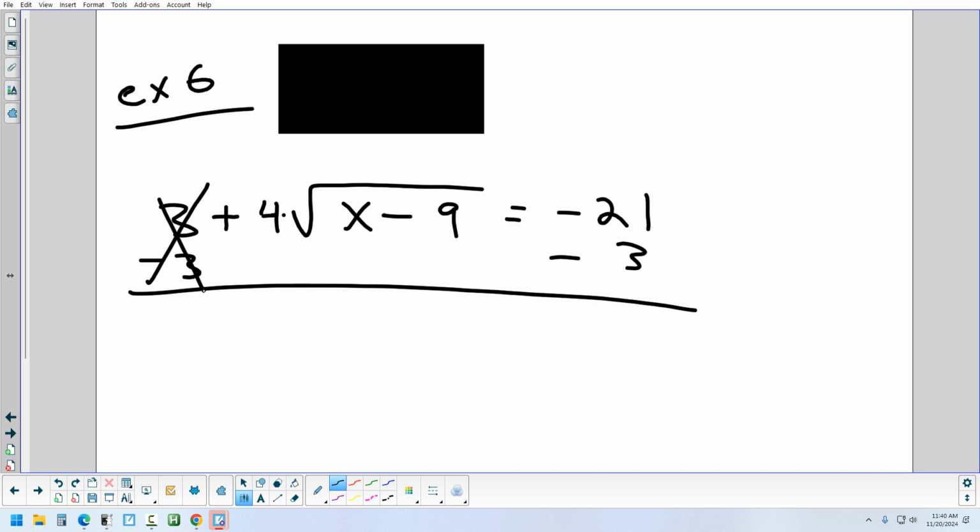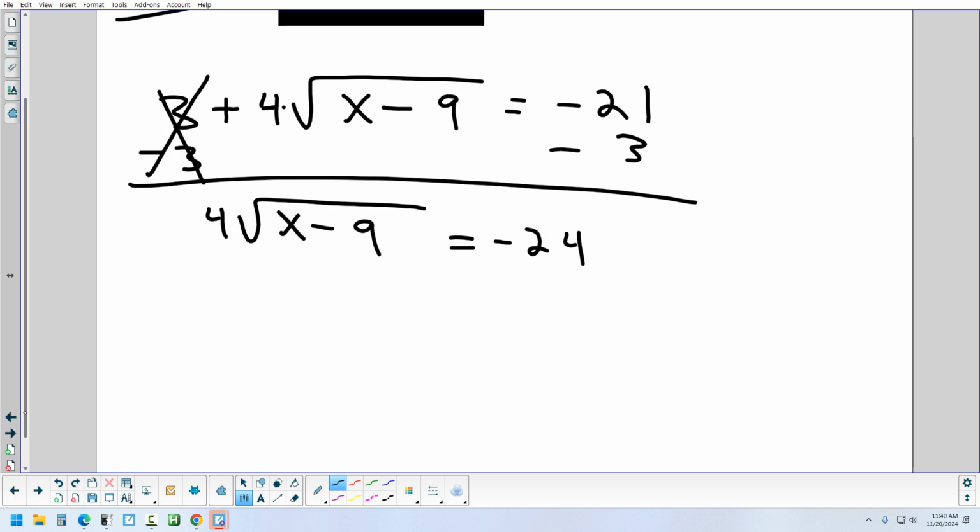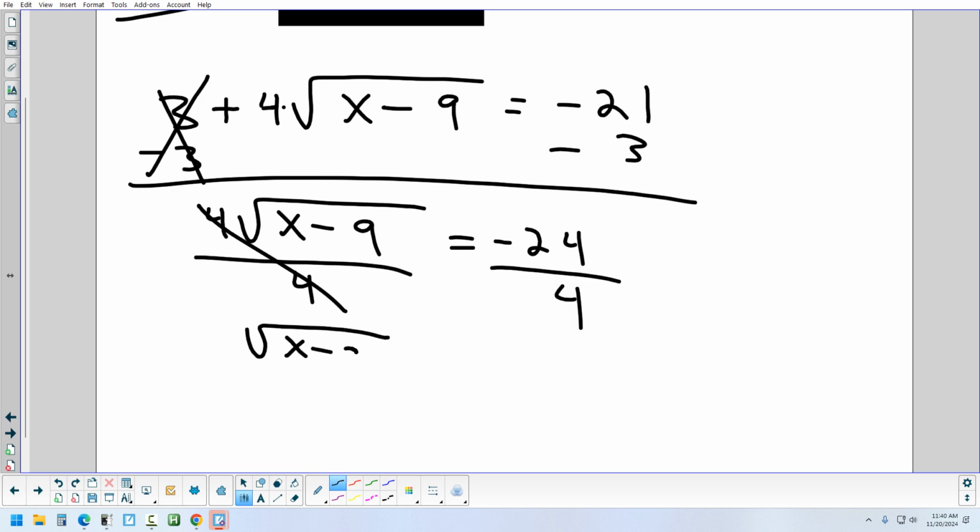So that's gone. 4 square root x minus 9. And what would be on the other side? Negative 24. Are we ready to raise each side to a power now? No, the radical's still not by itself. So what do we have to do now? Divide by 4. That's gone. And what's negative 24 divided by 4? Negative 6.